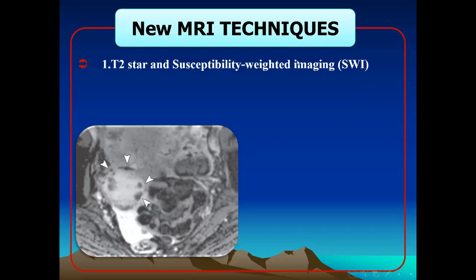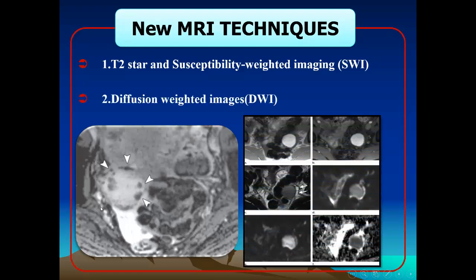Like this is high T2 star. This is a sequence in MRI that we call susceptibility weighted imaging, which is very specific to hemosiderin deposition. So we found here the dark T2 spots more apparent on the T2 star. And the diffusion weighted images. On the diffusion weighted images, this is very important to differentiate endometrioma from just a hemorrhagic cyst.